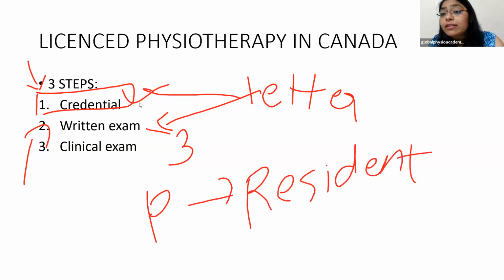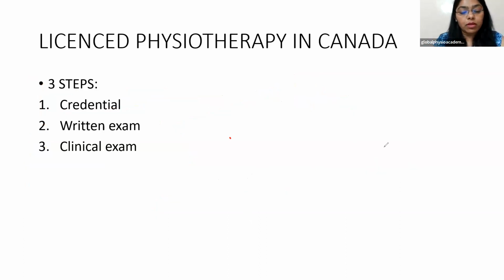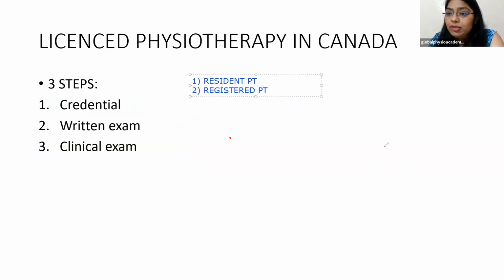So you are working as a resident PT. A resident PT is one step junior to the registered PT. So now let me explain. First is the resident PT, and second is the registered PT. Resident PT means once you are done with your written exam, you get the passing certificate. After that, you are eligible to apply for the resident PT license. But for that, you need a mentor.